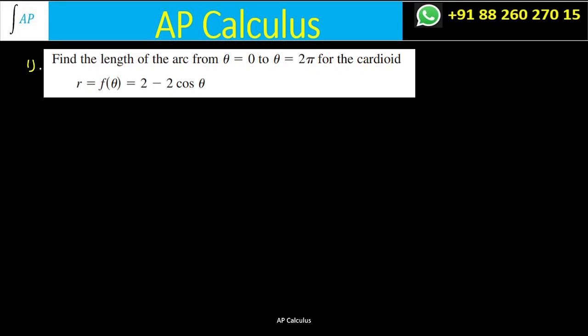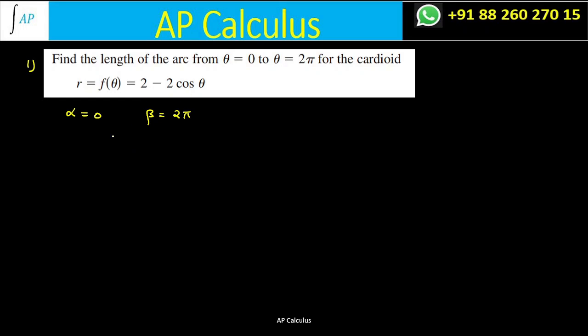This is question number 1. Find the length of the arc from theta is equal to 0 to 2 pi for the cardioid r is equal to f theta is equal to 2 minus 2 cos theta. So here what is alpha? Alpha is 0 and beta is 2 pi.